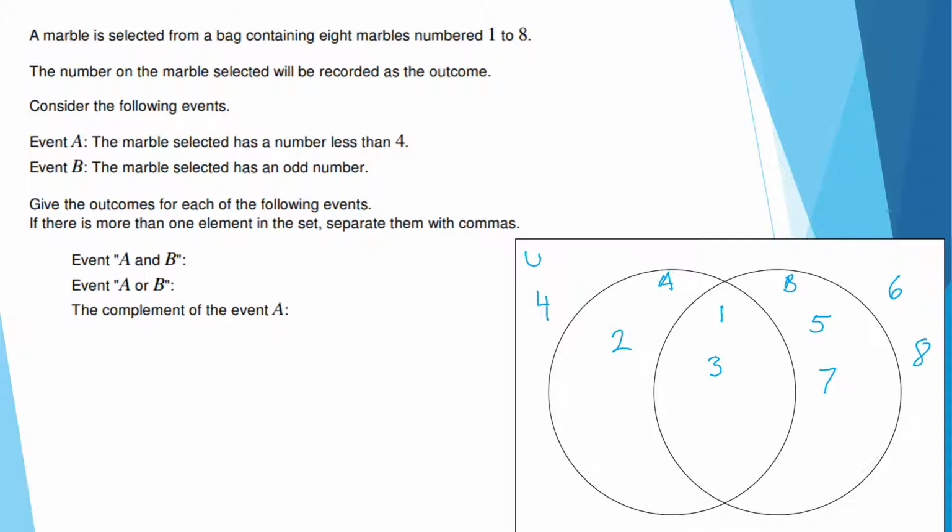So here's my picture. Event A and B. So both have to be correct. The only answers are 1 and 3. A or B. This is 1, 2, 3, 5, 7. Complement of A. This is 4, 5, 6, 7, 8.